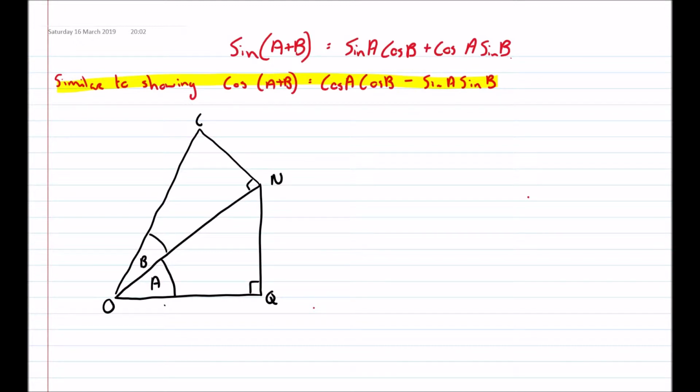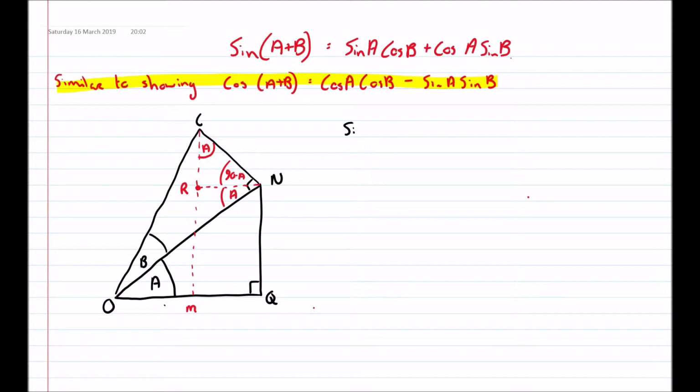Then, like the last one, I am going to draw a perpendicular from C, perpendicular to QO, and we'll call that M. And we'll draw a line straight across from N to where it meets CM. We'll call that R. Like the last video, if this is A, then this will also be A, and seeing as that's a right angle triangle, that would be 90 minus A, and based on that, this will be A also. So let's get into our proof.